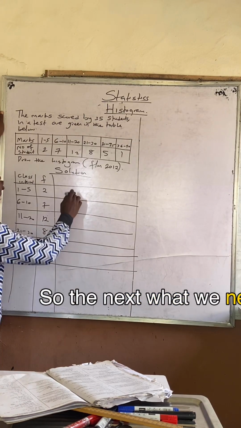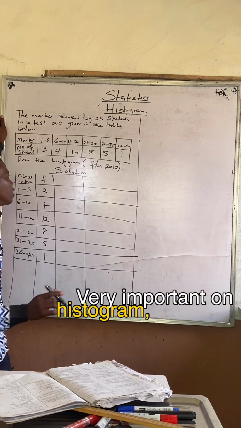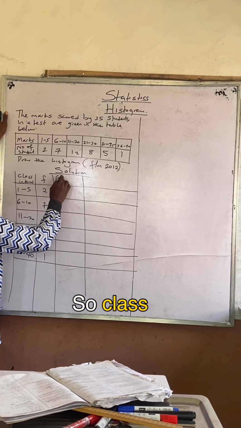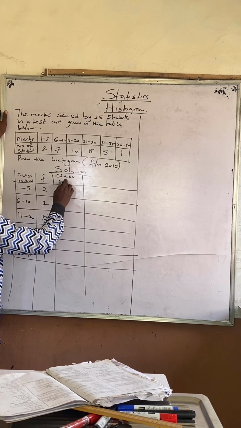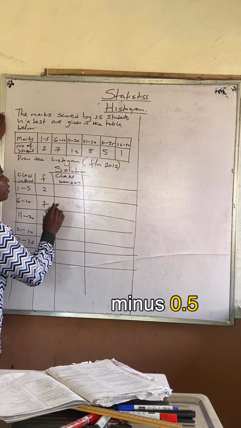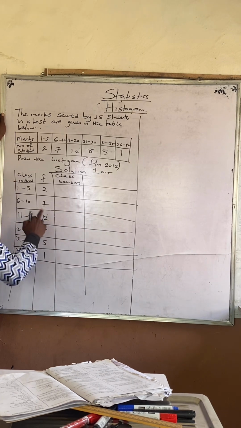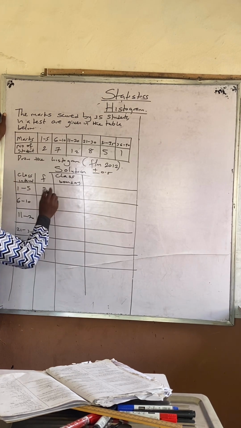So the next thing we need to look for is the class boundary. Very, very important on histogram, as you can see. Class boundary is plus or minus 0.5. So it's always plus or minus 0.5. Remove 0.5 from here, add it here.